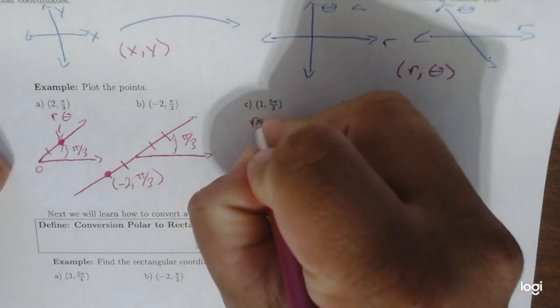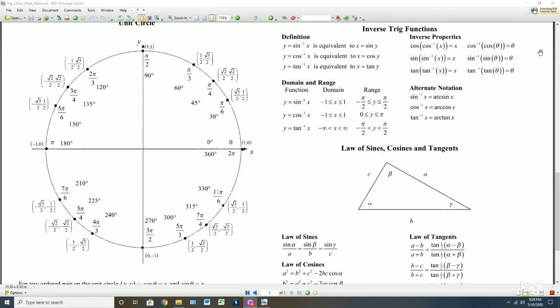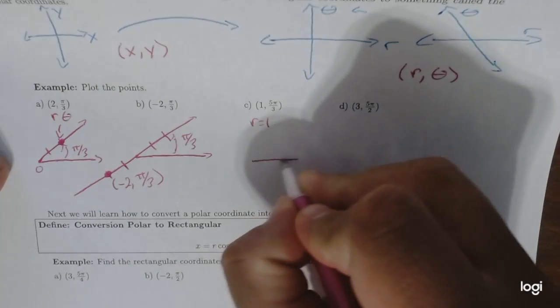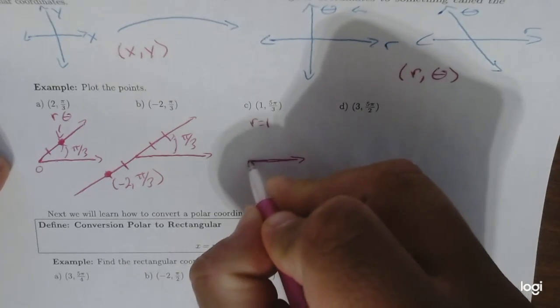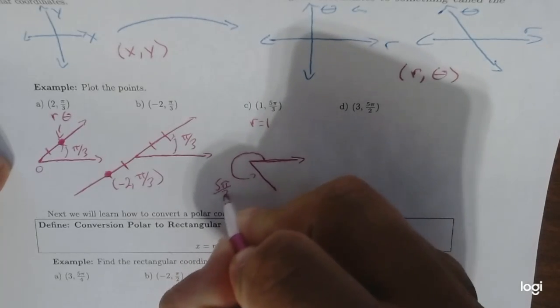The radius is 1 and theta is 5 pi over 3. Let's go back and make sure what 5 pi over 3 is. So 5 pi over 3 is right here. We're going to have to make an angle going from here down to there, because our angle is all the way around. So here's our terminal side, and we're going to go down here because it's 5 pi over 3 all the way around.